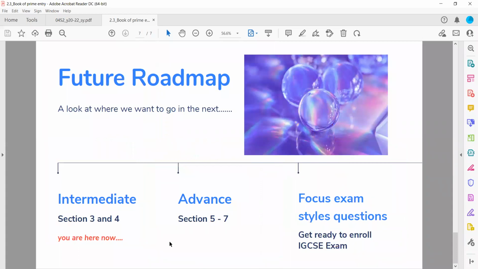Okay, so basically now you are in the intermediate section, which is section 3 that we are doing now. So we are going to continue to have more recording in the future.